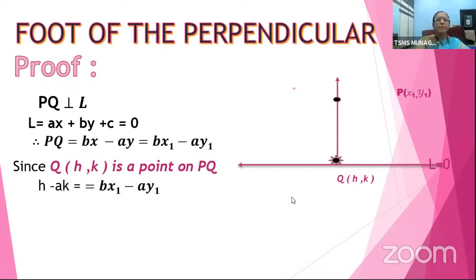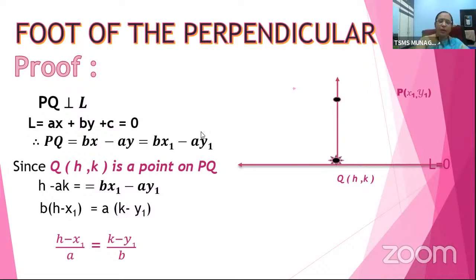Now since Q(h, k) is a point on PQ, it has to satisfy the equation. What do you mean by satisfying the equation? You have to replace x and y in the above equation with h, k. So this equation will become b(h − x1) = a(k − y1). Now just take the cross multiplication. You will get (h − x1)/a = (k − y1)/b.